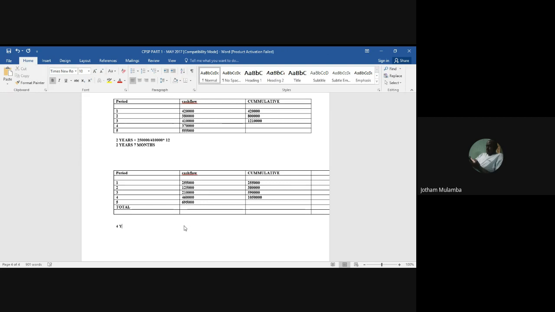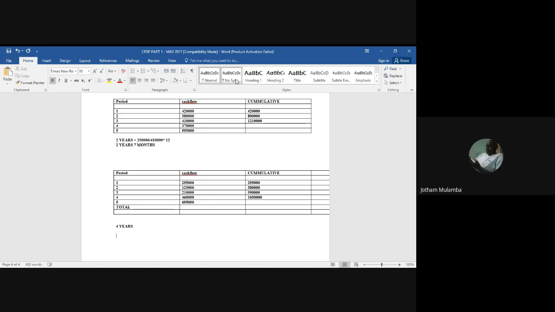Now, as an NEO, in which project will you advise management to invest in using the payback period? Project X. With the reason? It has a shorter payback period.